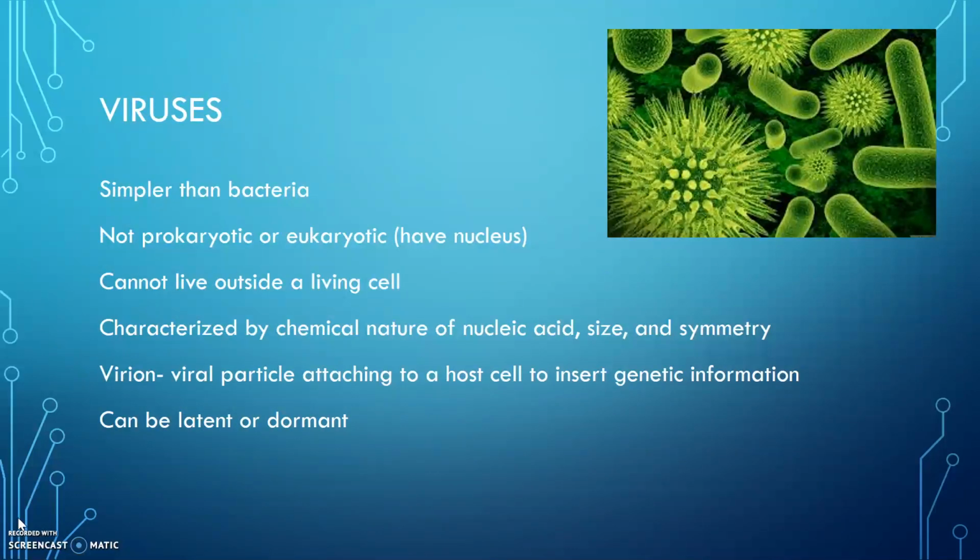Viruses are simpler than bacteria. They are not prokaryotic or eukaryotic. They have a nucleus. They cannot live outside a living cell. They are characterized by the chemical nature of nucleic acid, size, and symmetry. A virion is a viral particle that attaches itself to a host cell and then inserts genetic information. It can be latent or dormant.